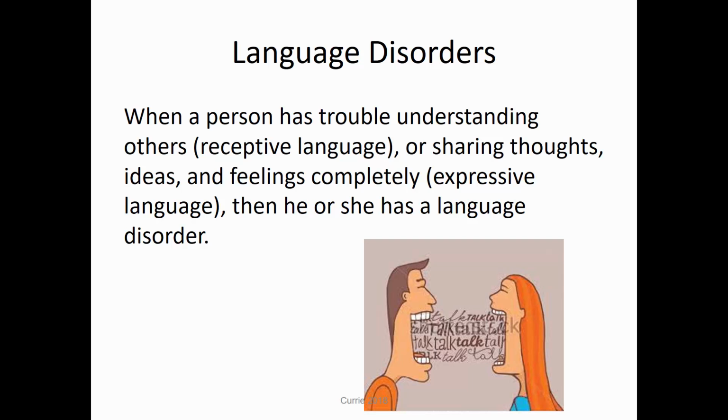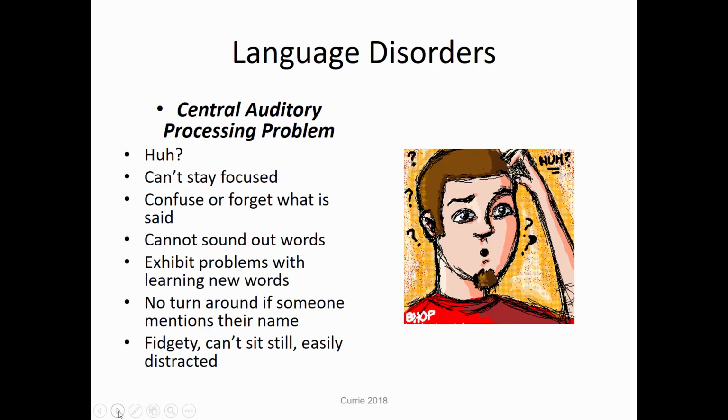So we know that when someone has difficulty understanding others, they have difficulty with receptive language, and when they have a difficulty sharing their thoughts and feelings and expressing their language, both of those would be considered language disorders. There are also processing problems with language, and there are central auditory processing problems where language comes in, but somehow it gets muddled up and it doesn't get processed properly.